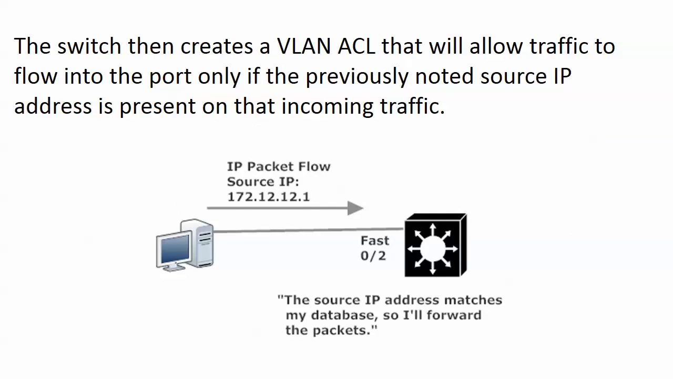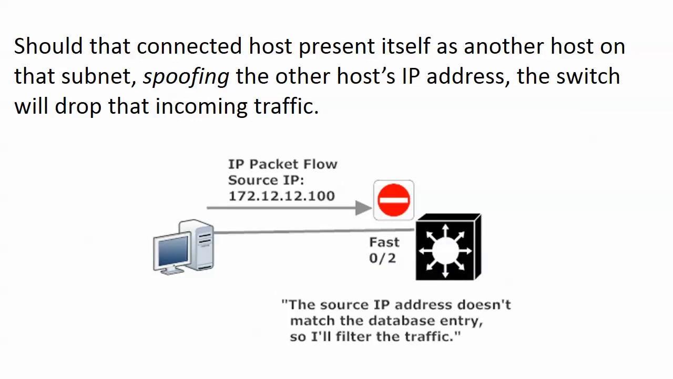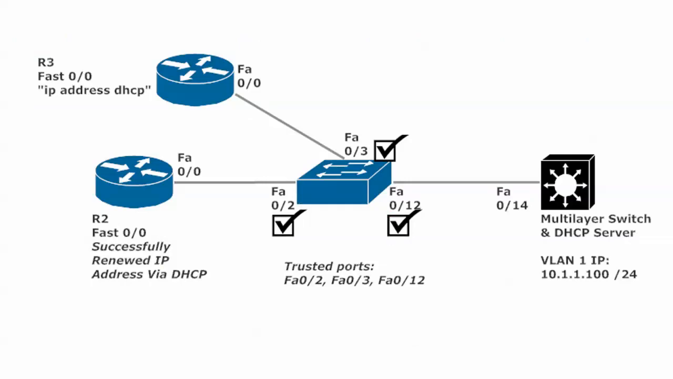Because the switch creates a VLAN ACL, we know about those, that will allow traffic to flow into the port only if the previously noted source IP address is present on that incoming traffic. So when traffic comes back in on fast0/2, source IP is 172.12.12.1. Everything is beautiful, matches the database, and the packets get forwarded. Now, should that connected host present itself as another host on that subnet, spoofing the other host's IP address, pretending to be someone else, the switch will then drop that incoming traffic by default. We can configure it for other actions, and I'll show you what those are, but by default, the incoming traffic is simply dropped or filtered, however you want to put it.